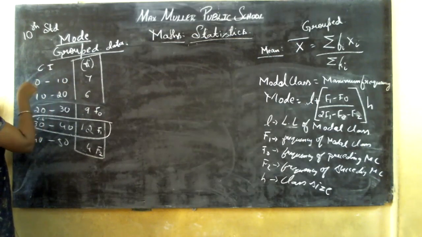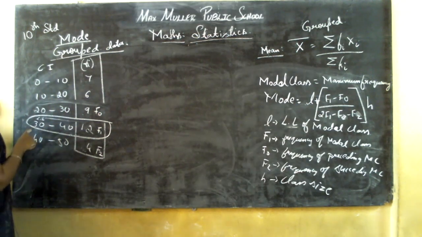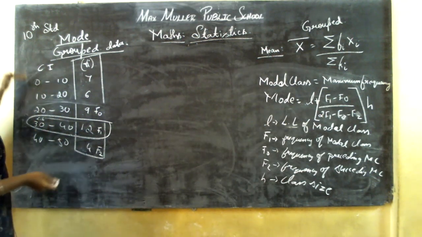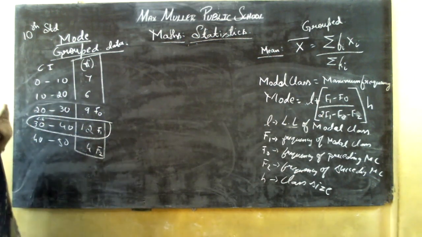So now, 10 minus 0 is 10 itself. 20 minus 10 is 10 itself. 30 minus 20 is 10 itself. 40 minus 30 is also 10 itself. 50 minus 40 is also 10. So the class size should be equal.